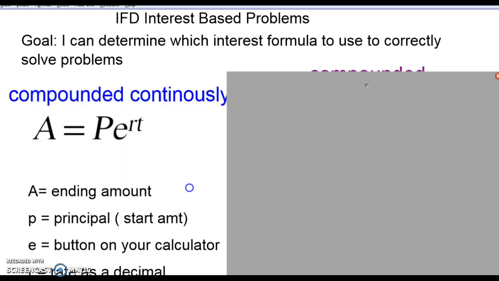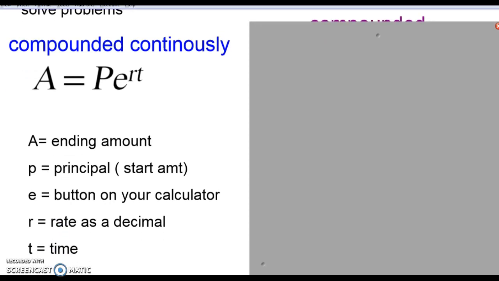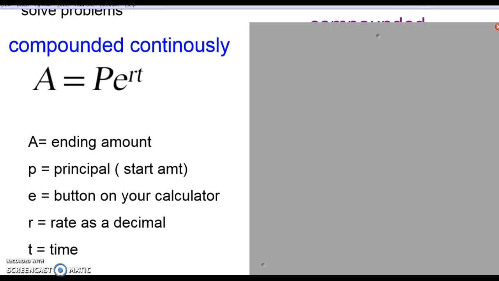So the first thing I'd like you to write down is this compounded continuously formula. Sometimes they compound interest continuously, and this is the formula. A is your amount, it's what you end up with. P is your principal, it's your starting amount. E is Euler's constant, it's the button on your calculator. It's equivalent to 2.71 something. You're going to use the button on your calculator. R is your rate as a decimal.